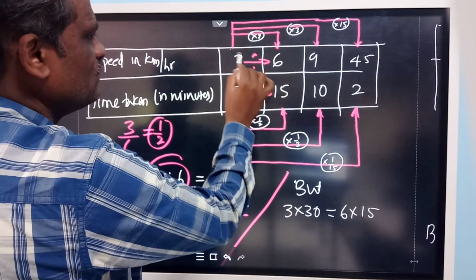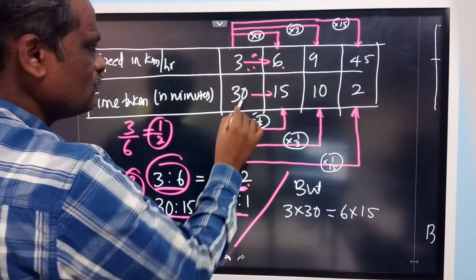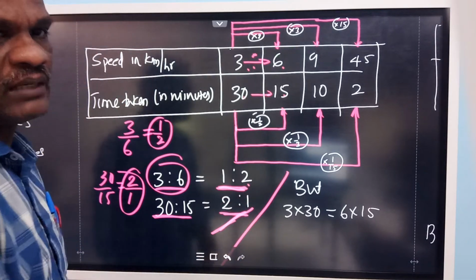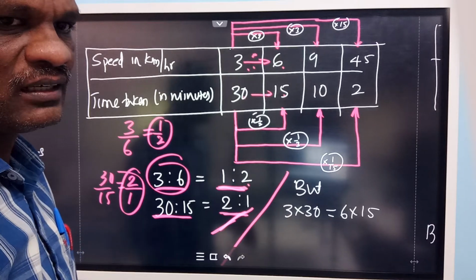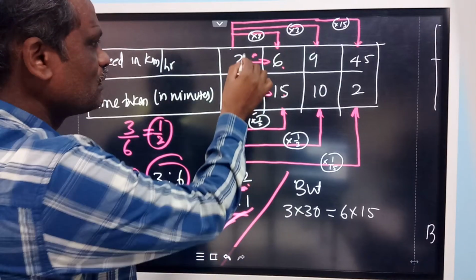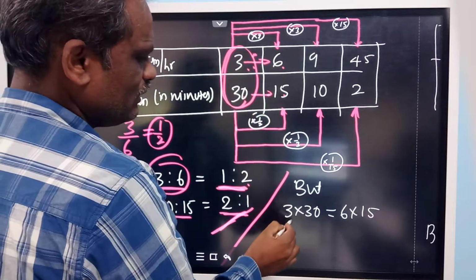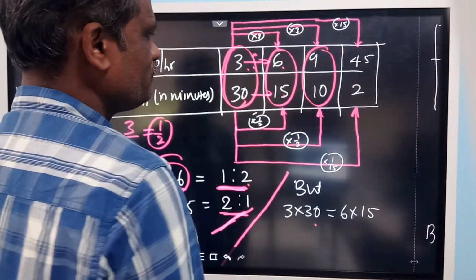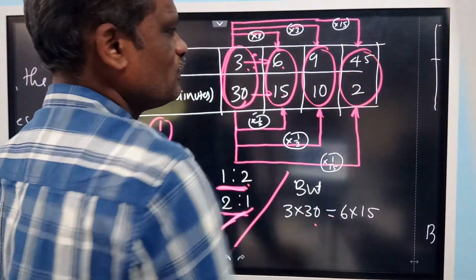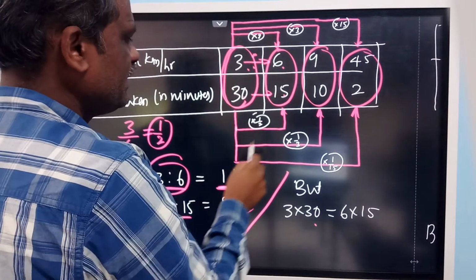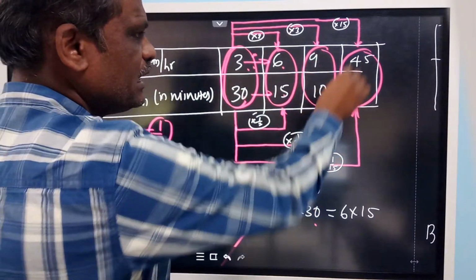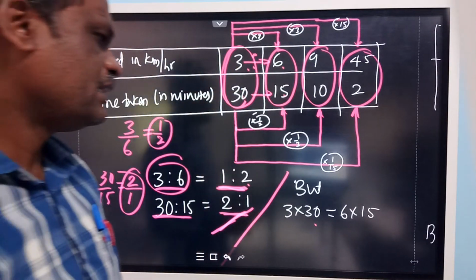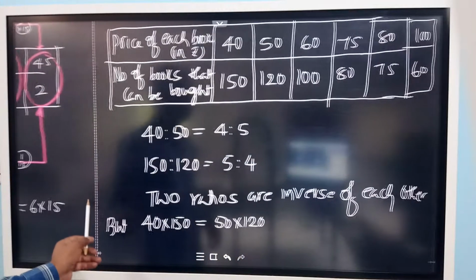If you take the ratio of these two, 3:6 gives 1:2 and 30:15 gives 2:1. So they are inversely related: 1:2 is becoming 2:1. But remember, the product of these two, 3 into 30, is the same as 6 into 15, the same as 9 into 10, the same as 45 into 2. Multiply these, you get 90, 90, 90, 90. The product of these two is always constant.